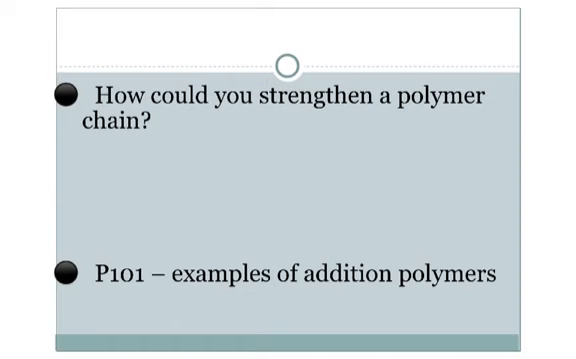How could we strengthen a polymer chain though? If we want to improve our intermolecular forces, what are some of our methods of doing that? Well, for instance, we could change the H's. So instead of just H's on our carbon chain, what if we change them into something with a polar bond? Like an OH group.